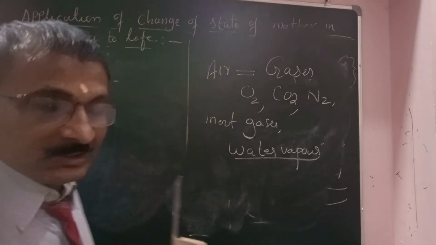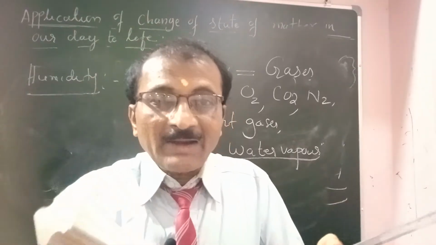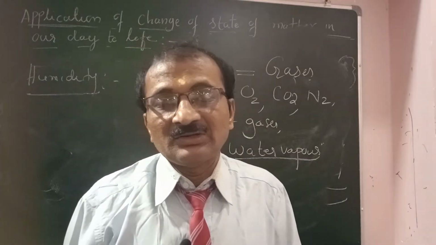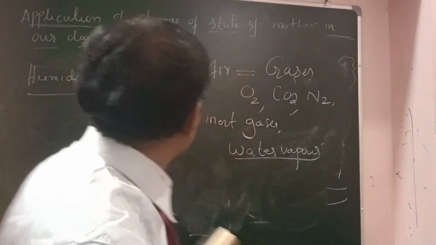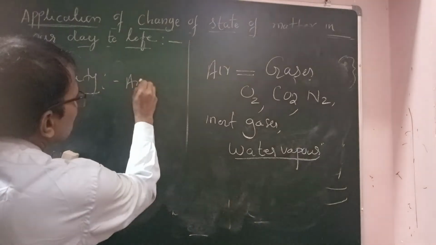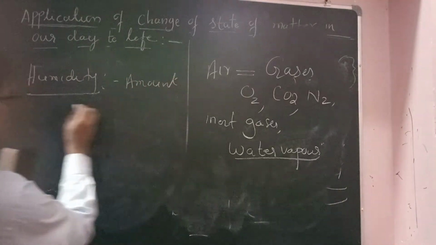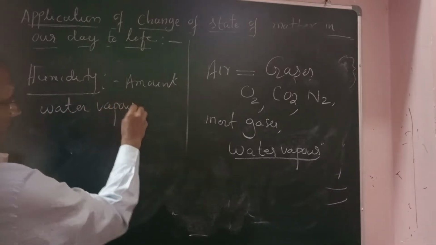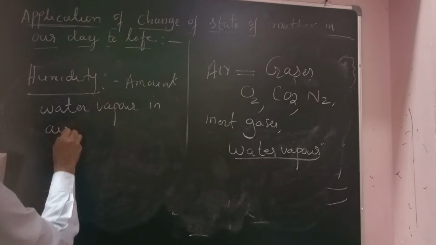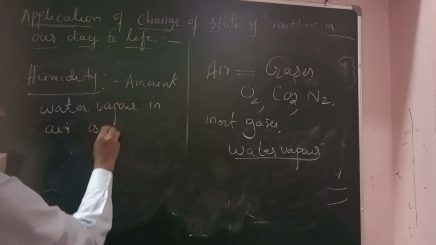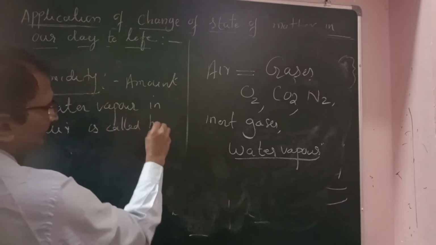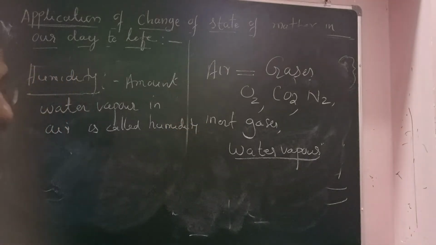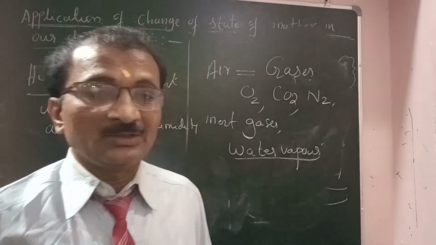What is humidity? The air traps some water vapor, or water content, you can say moisture. That is called humidity. It means the amount of water vapor in air is called humidity.